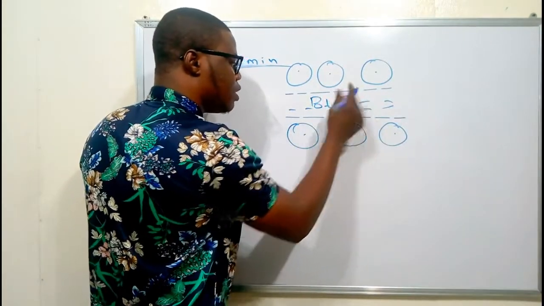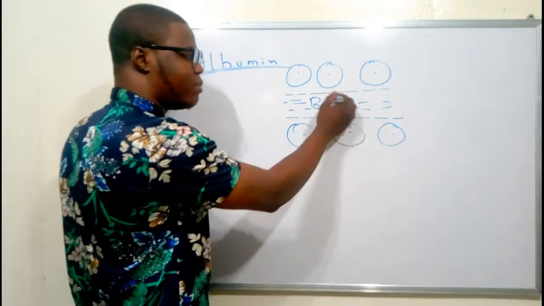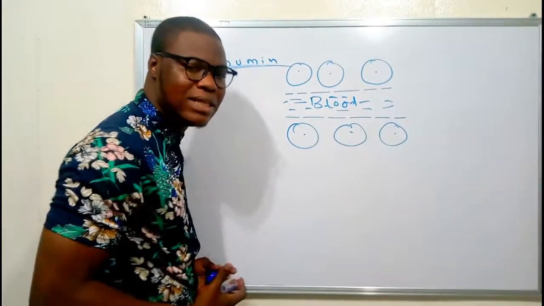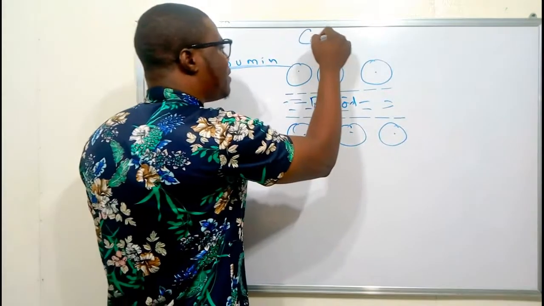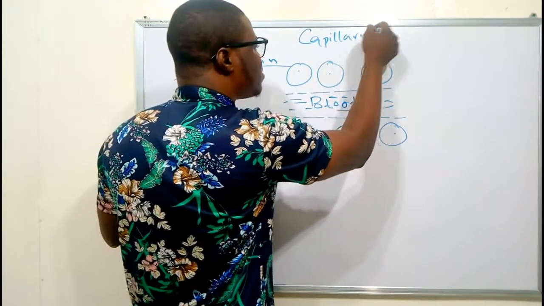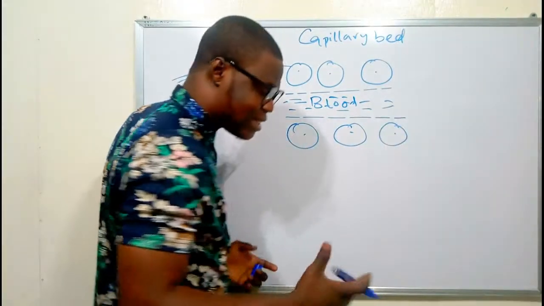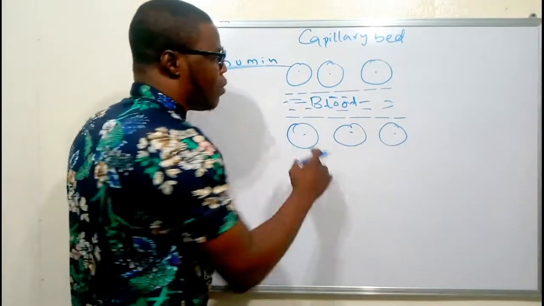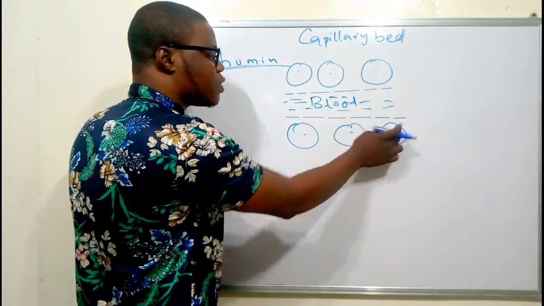Within this place, the blood is running, within this blood vessel, within the bloodstream right here. And these cells are supposed to feed. Don't forget, the function of the capillary bed is to serve as a site of exchange for gases, nutrients, and any other thing that needs to be exchanged. So now, these cells are supposed to eat.